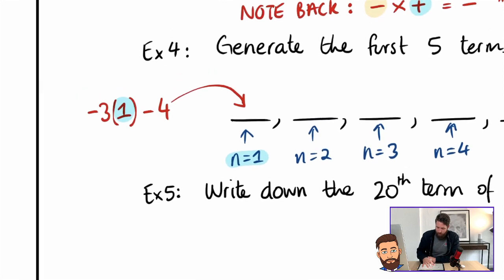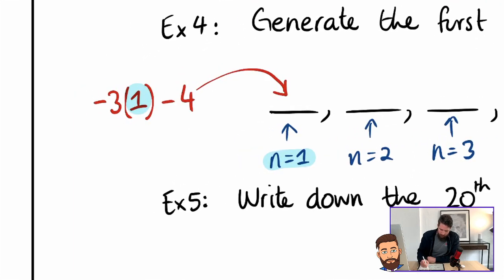And you just have to be careful. What is minus 3 times by 1? Well, 3 times 1 is 3, but we've got a minus and a plus. We've got minus 3 and a plus 1. A mixture makes a minus, so that would be minus 3. So when you times minus 3 by 1, you get minus 3. And then we need to take away 4.